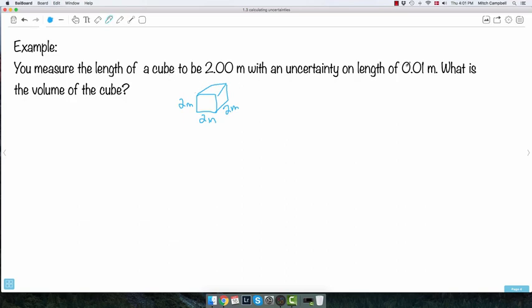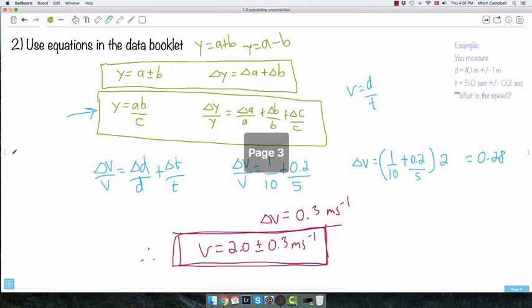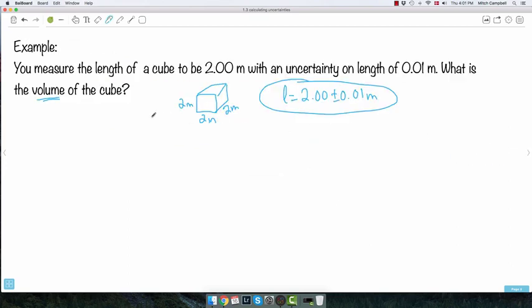And we know the uncertainty is 0.01. So we know that L is 2.00 plus or minus 0.01 meters. This is what we know. We want the volume. And how do you find the volume? There's a couple ways of looking at it. There's another equation in your data booklet that says what to do if there's a power here: you're just supposed to put the power in front. But I'll show you, we're just sort of going to know what to do here. You'll see what we do.